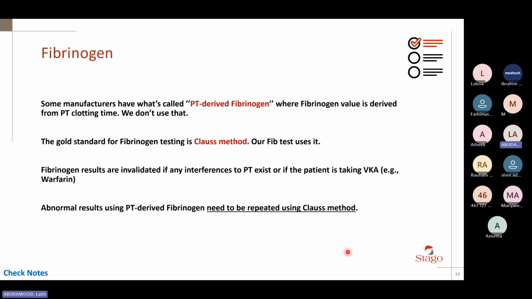So yes, it's cheaper. 100% it's cheaper than buying a fibrinogen reagent. But there's a reason that the gold standard for fibrinogen testing is the Klaus method, because it does not have all of these interferences, okay? So the gold standard is the Klaus method. PT-derived fibrinogen has plenty of issues. That's why most labs don't use it. Maybe you did not even hear of it before, okay? Because it's not very common.